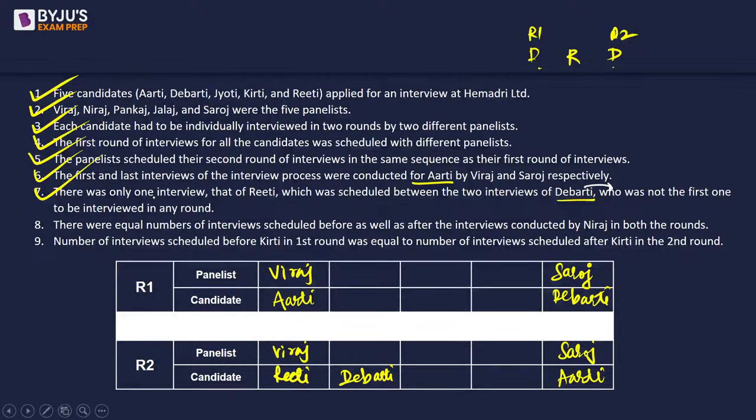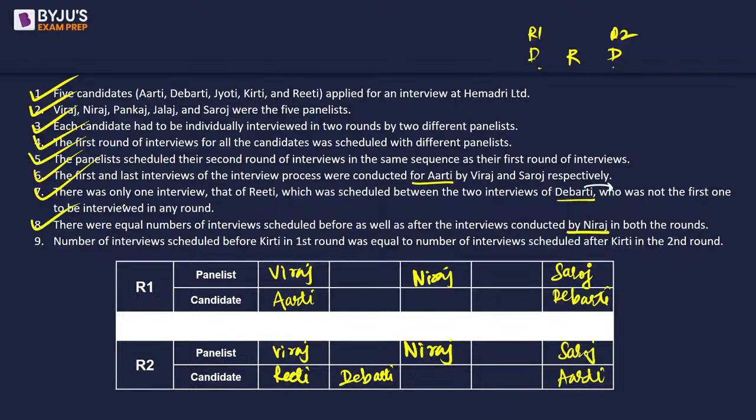So 7th done. Next, there were equal number of interviews scheduled before as well as after the interviews conducted by Neeraj in both the rounds. Neeraj is a panelist. He is an interviewer. So Neeraj का first round में the number of interviews happened before, and after the number of interviews happened, same होना चाहिए. Second round में भी same होना चाहिए, which is obvious, right? Because the sequence of panelists will be same. So Neeraj will go at the center.